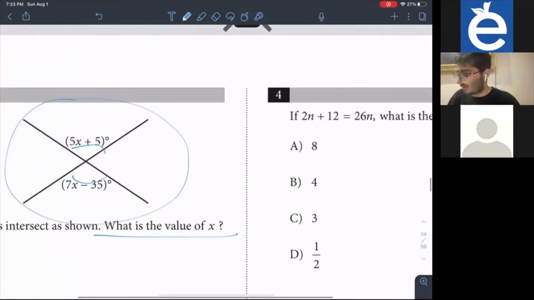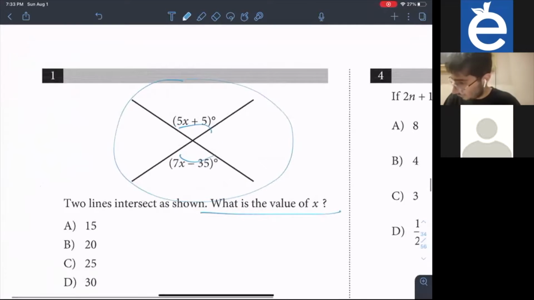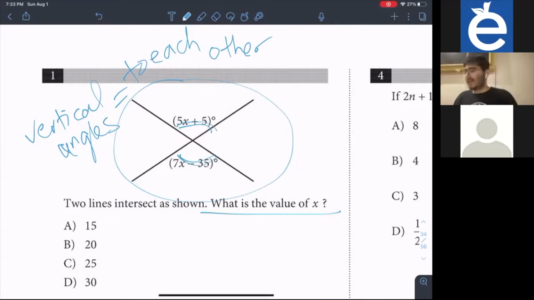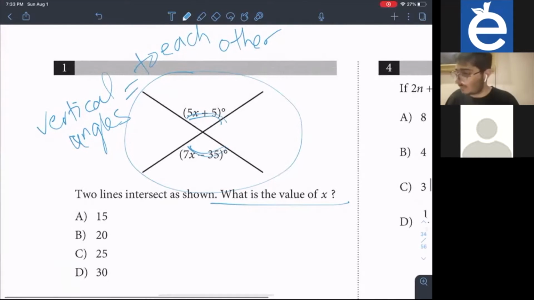Vertical angles are angles that are equal. Angles equal to each other, basically. So this angle has to equal this angle, and that's the characteristic of vertical angles. They're usually made with an x in this form. So you can see the x right here. These are vertical angles, these are another pair of vertical angles, and they have to equal each other.